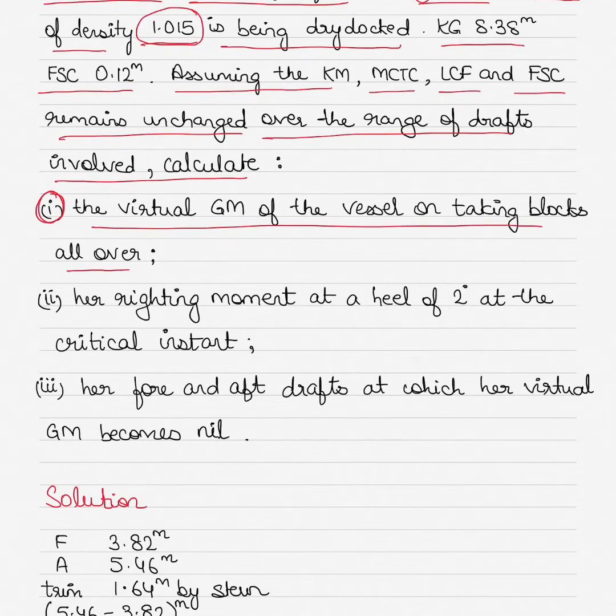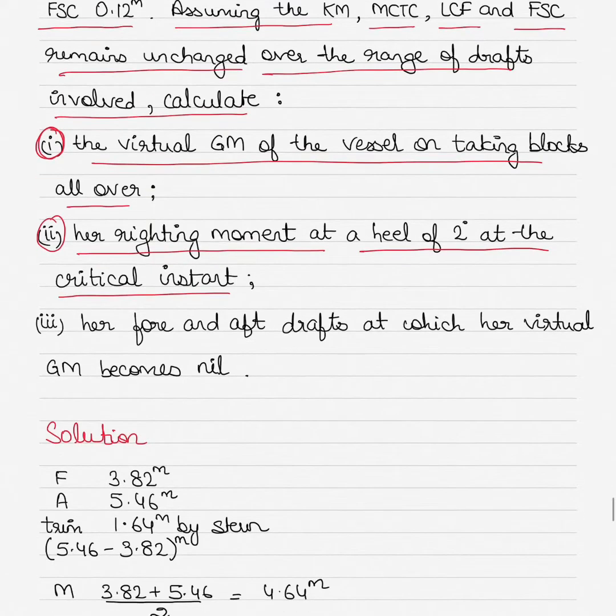I'll tell you why virtual is important or why you have to note down the keyword virtual here. Then the second one is the vessel's righting moment at an angle of heel of 2 degrees at the critical instant. And thirdly, you have to find the vessel's fore and aft drafts at which her virtual GM becomes nil. Now we keep mentioning the word virtual GM or the loss of virtual GM.